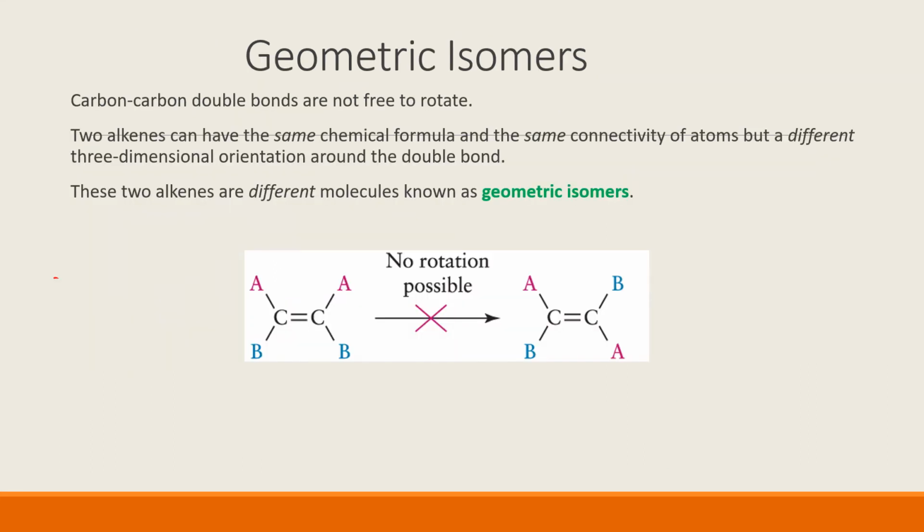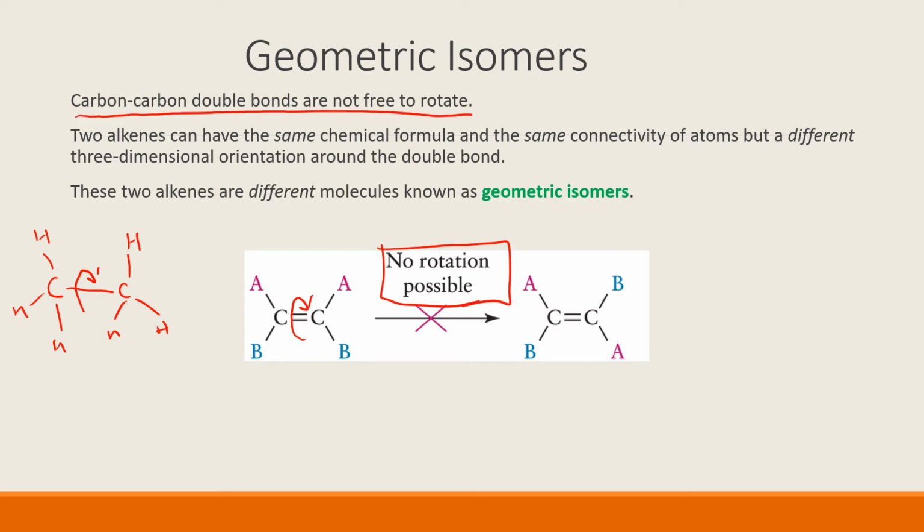Although carbon-carbon single bonds are able to freely rotate around itself, and that's why alkanes form multiple conformations. However, rotation around the carbon-carbon double bond is not possible. Consequently, two alkenes with same chemical formula and same connectivity of atoms, but a different three-dimensional orientation above the double bond, are different compounds, and these compounds are known as geometric isomers.